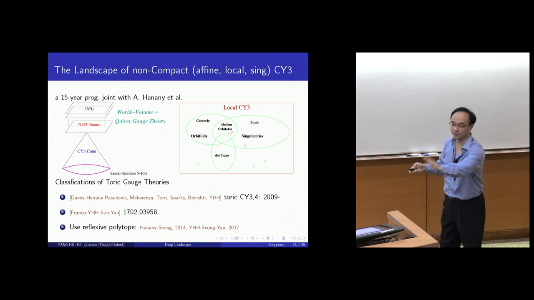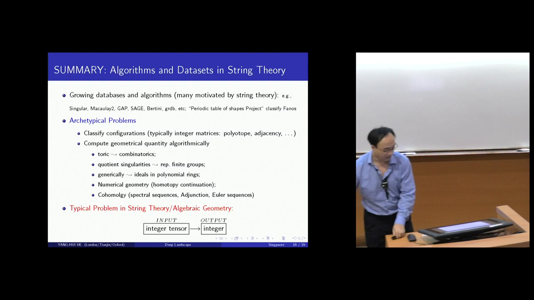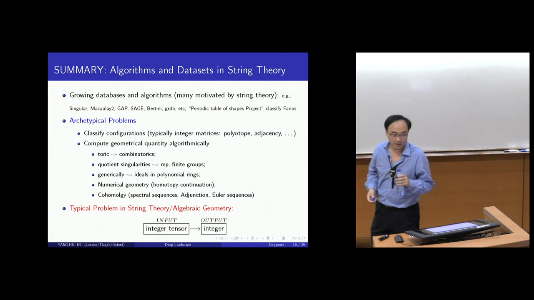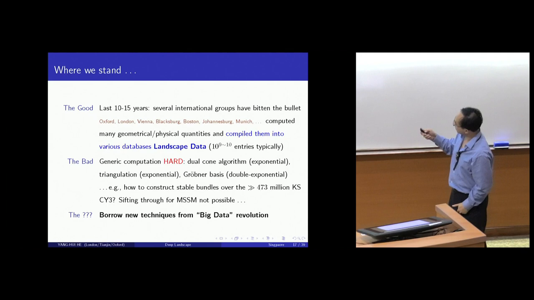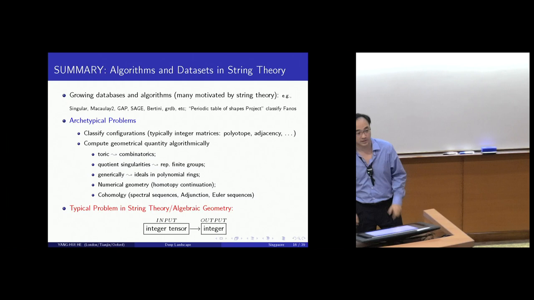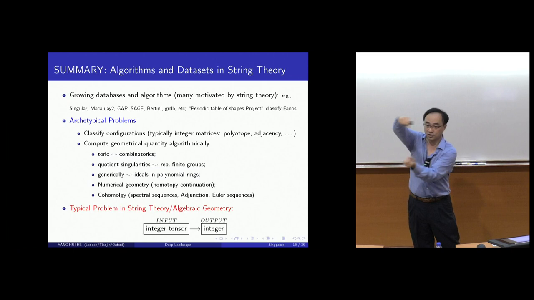So to summarize, there are growing databases and algorithms, motivated by string theory, of course, to study these geometries. And the archetypal problem that's involved in this, well, the first thing you want to do is to classify configurations. These configurations are typically integer matrices, right? For example, we saw that in the CICY case, there were integer matrices, or if you want to do polytopes, you just have a matrix, a list of the integer vectors of the vertices of these polytopes.